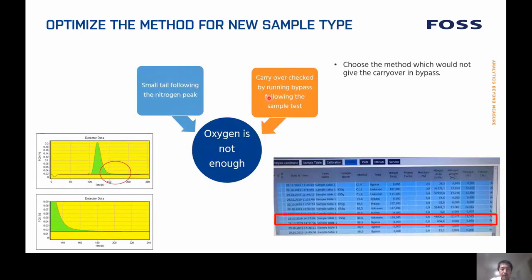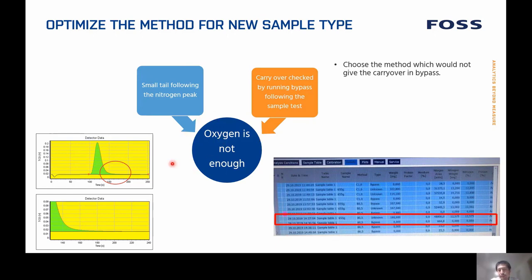And here are some other ways you can optimize the method for the new sample types. This is a way you can observe the peak for the combustion. And if you have a small tail following the nitrogen peak, that means oxygen is not enough. This is very similar to when you check the bypass.